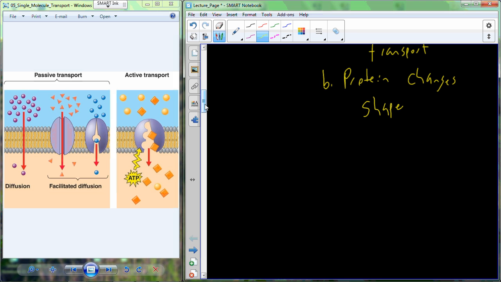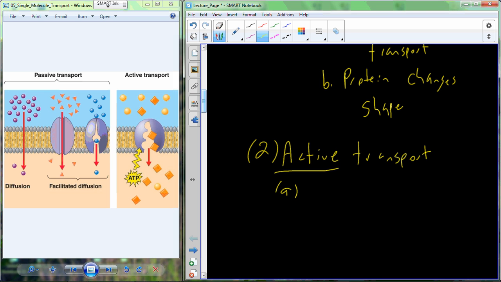So those three things are passive transport. Passive because there's no energy. We can also use energy. And so this type of transport we call active transport. Active because you need energy in order for the molecule to cross.